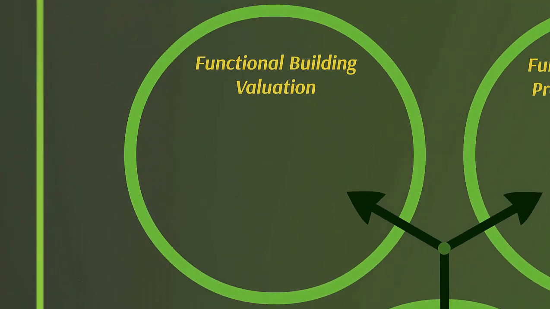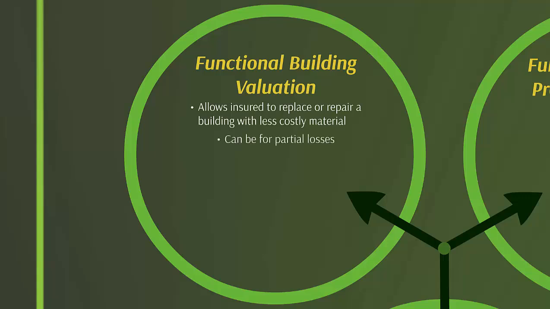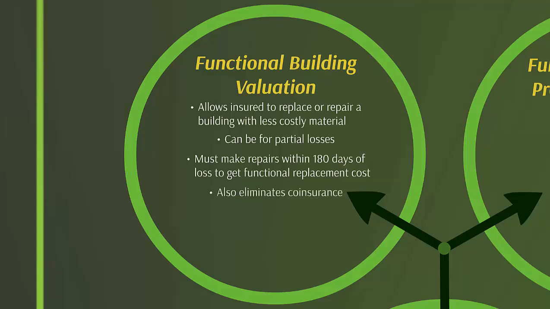Now let's look at functional building valuation. This allows the insurer to replace or repair a building with less costly material. It can even be used for partial losses. The only requirement is that the insured must make the repairs within 180 days of the loss to get the functional replacement cost. It also eliminates coinsurance.